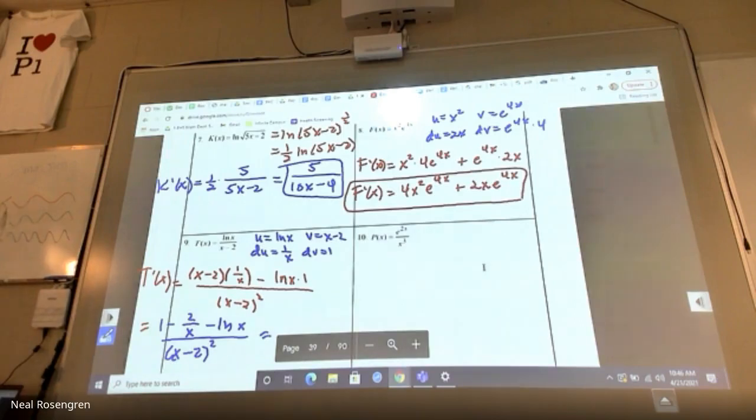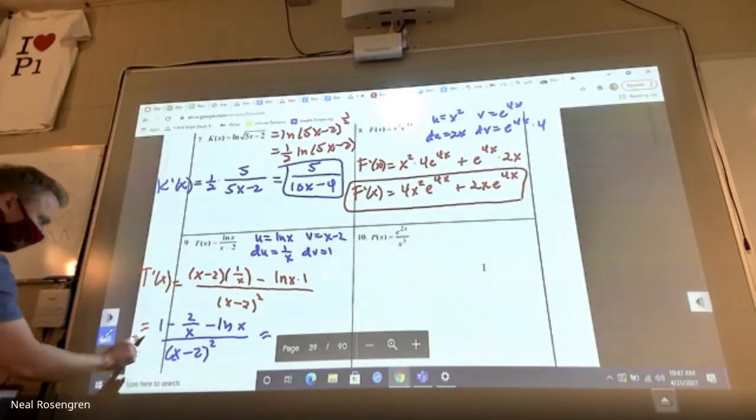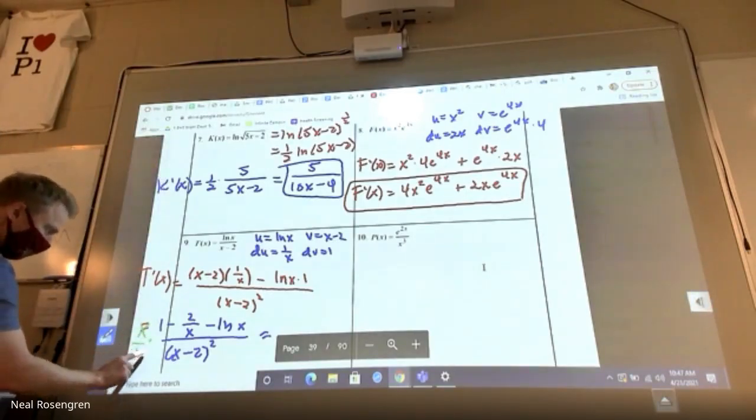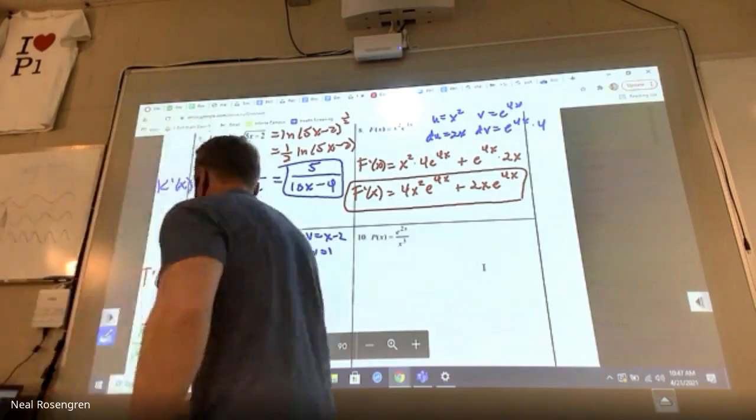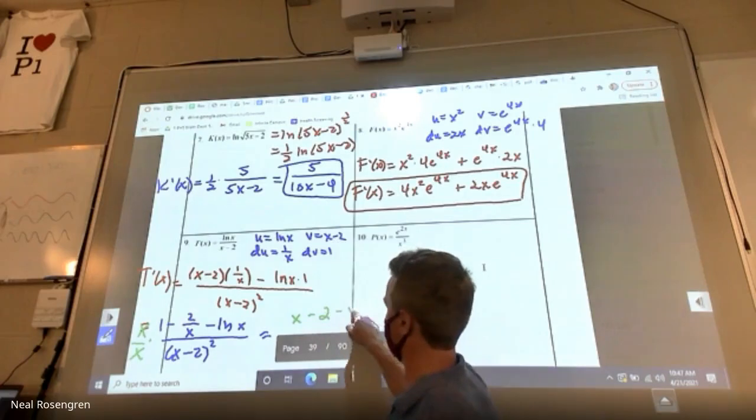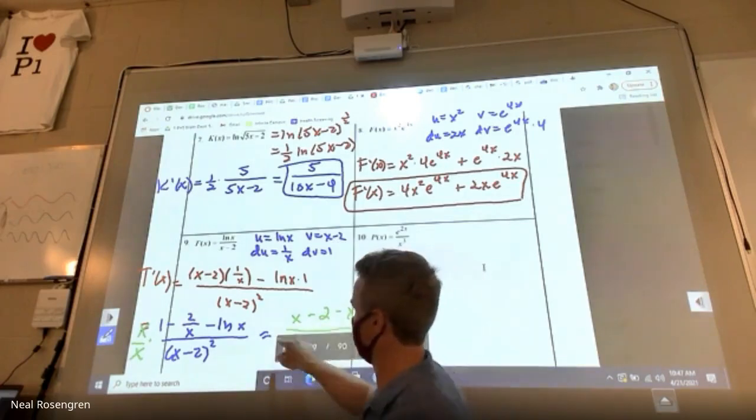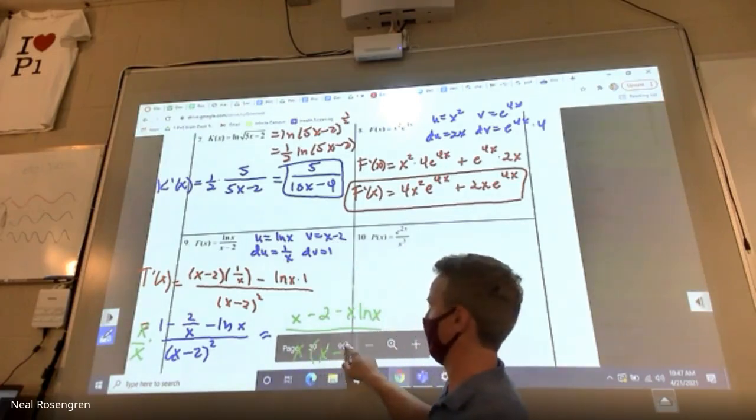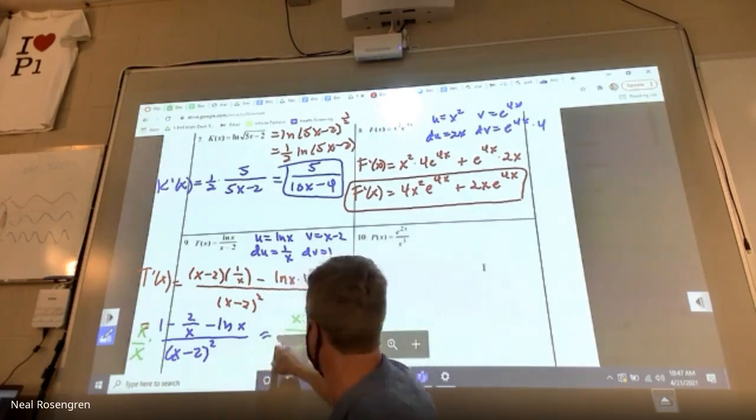Complex fractions. Make a common denominator and bring it down to the bottom. Also known as, even easier to see maybe, let's multiply top and bottom by the denominator of the top that we want to get rid of: x minus 2 minus x ln of x over x minus 2 squared.